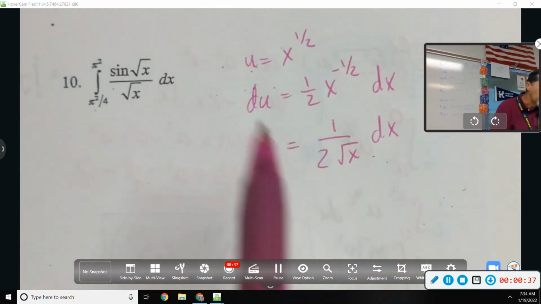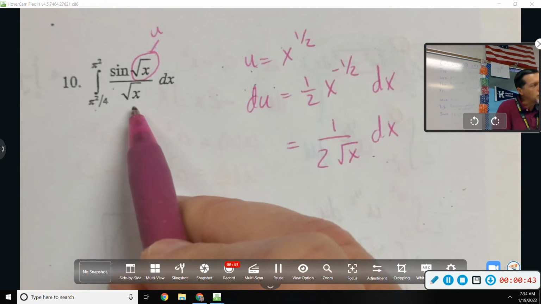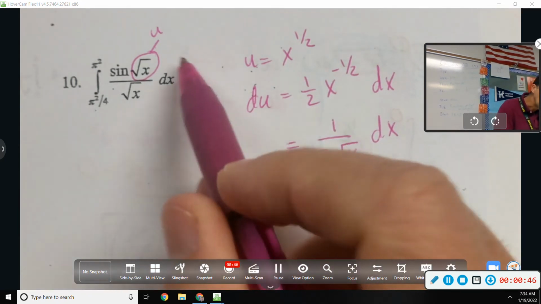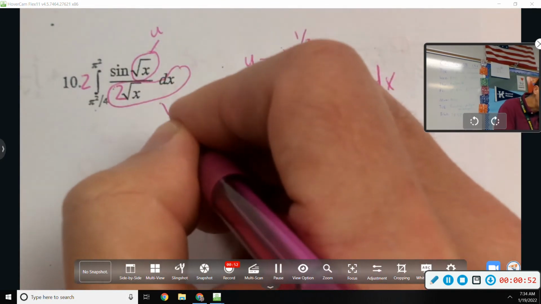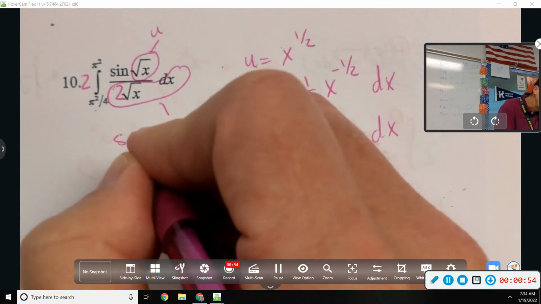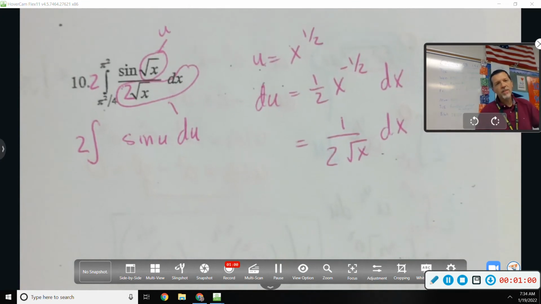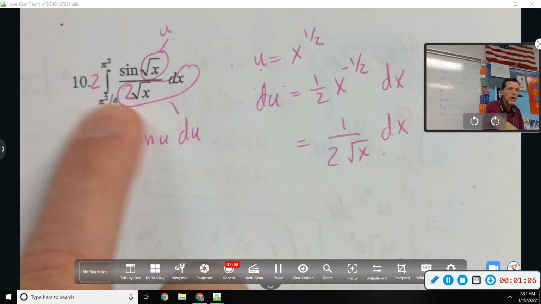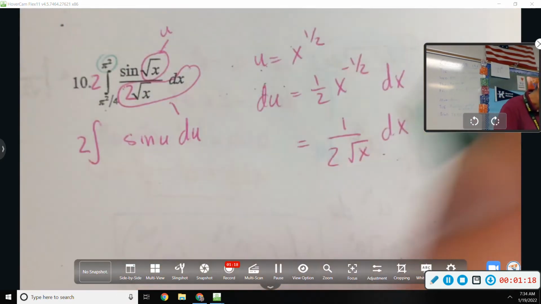Although you have to be careful. That means you want this to be u, but you don't want the bottom to be u. You want the bottom, with a 2 in there, that is now du. So the top, square root of x, becomes u. The square root of x in the denominator, with a little help from the 2's, becomes du. And then that's an easy integration, but remember, don't forget to switch your limits.